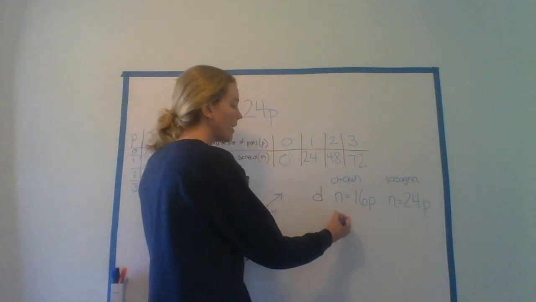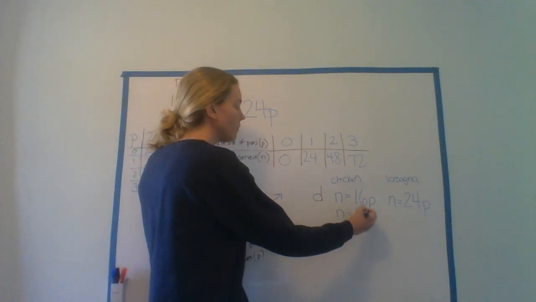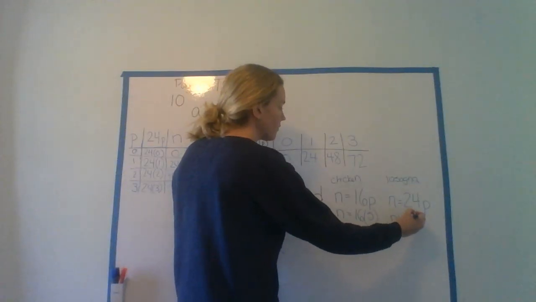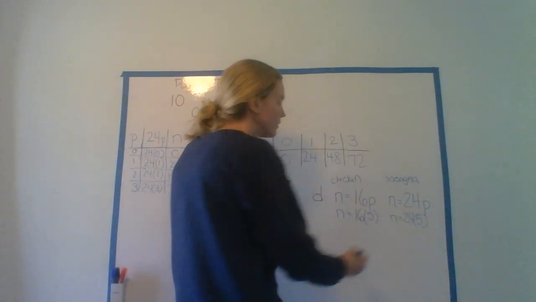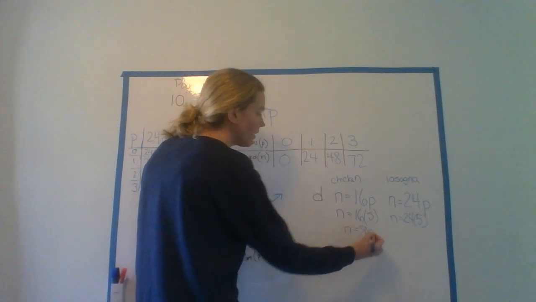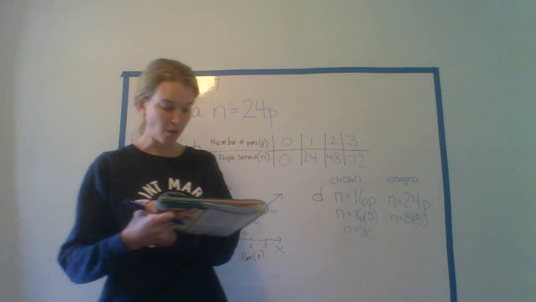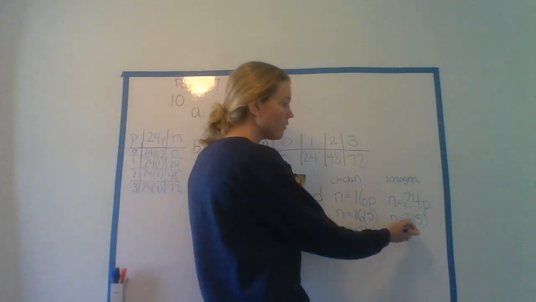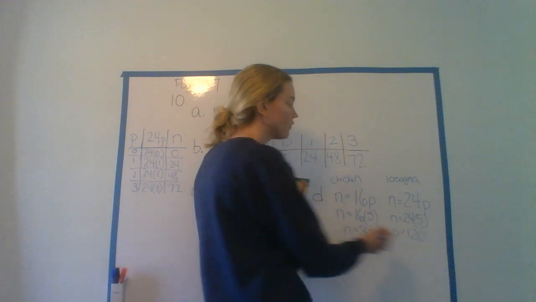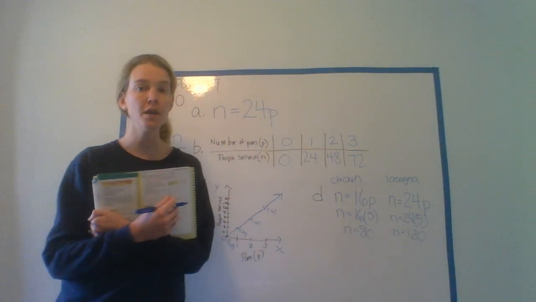So what you need to do is write n equals 16 times 5 and n equals 24 times 5. Okay? 16 times 5 is going to be 80. So the chicken parmesan can feed 80 people. And n equals 24 times 5, n is equal to 120. So the lasagna can feed 120 people.